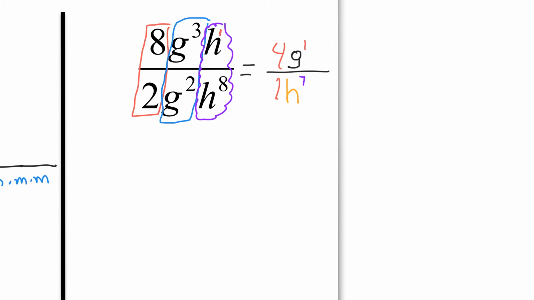Now remember that we don't need that 1 on the bottom. You do need the h. So this will be 4g. We don't need that exponent of 1. It's an invisible 1. H to the 7th power. So that is my answer.